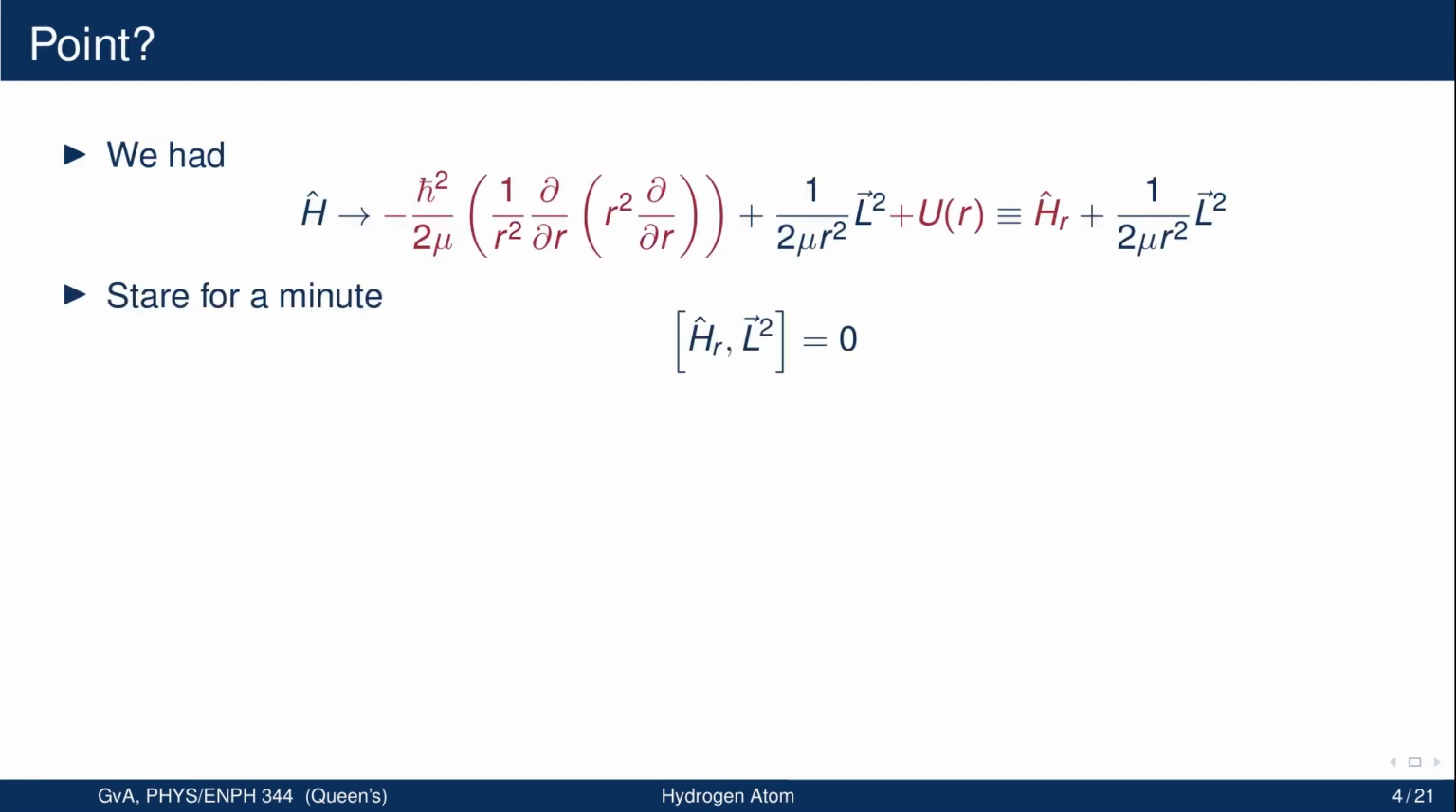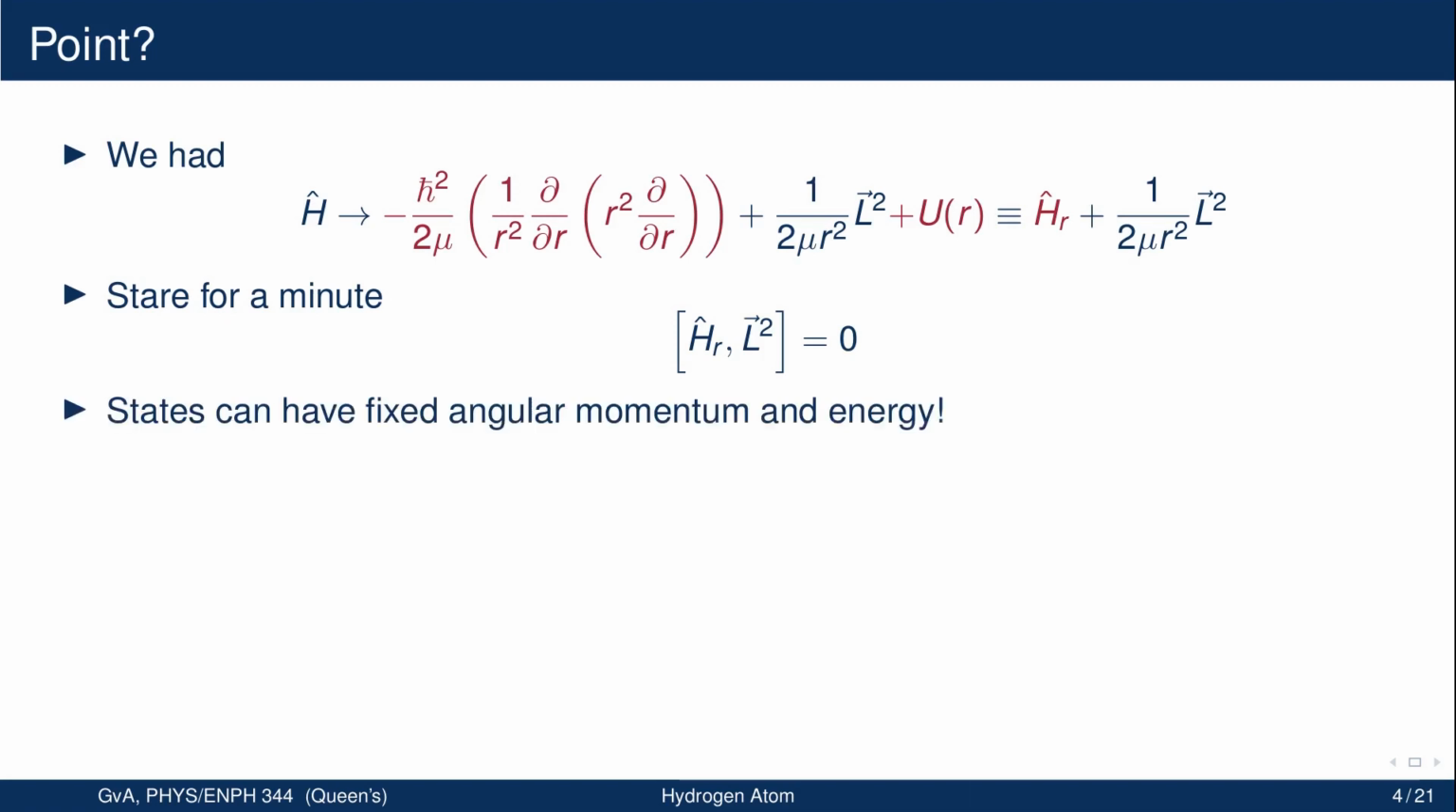What's the point of this? Well, if we stare at this expression for a moment, we can notice that because the rest of the terms in the Hamiltonian that don't involve the total angular momentum operator are a function only of r, they must commute with that total angular momentum operator. That suggests that states can have fixed angular momentum and energy at the same time.